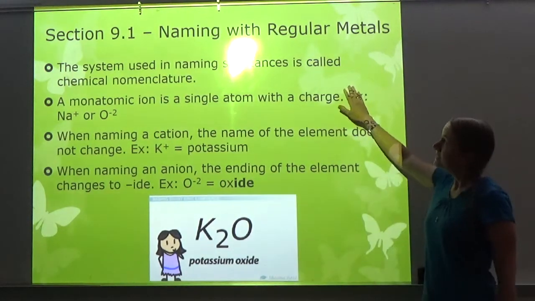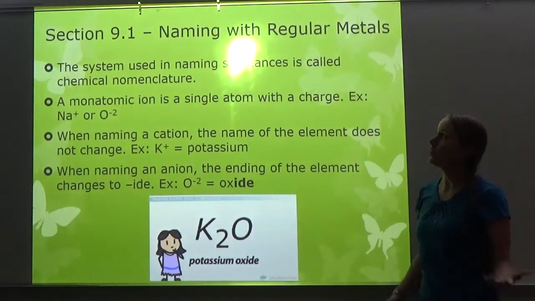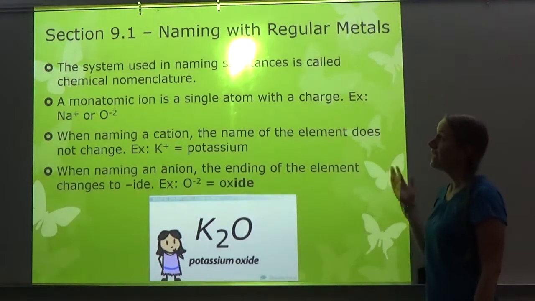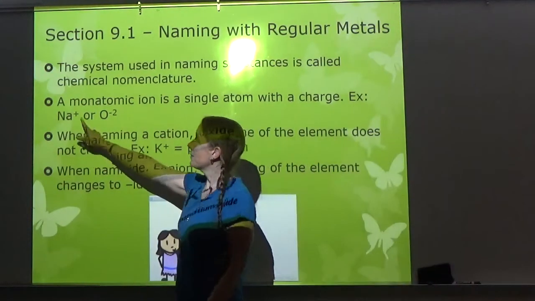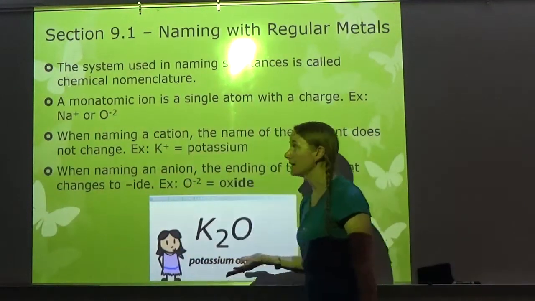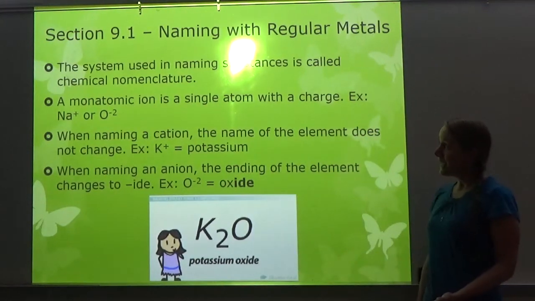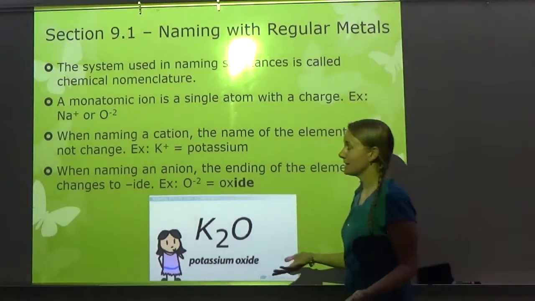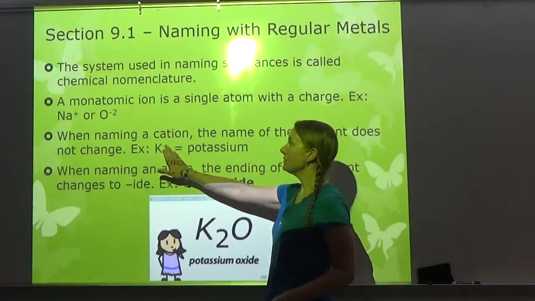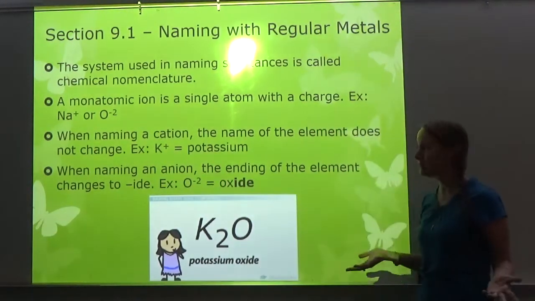So, the system used in naming substances is called chemical nomenclature. A monatomic ion is a single atom with a charge. So, for example, Na with a positive charge or O with a 2 negative charge. When naming a cation, the name of the element does not change, just like we talked about in chapter 7's lesson video. So, K is potassium. K with a positive charge is still just potassium.